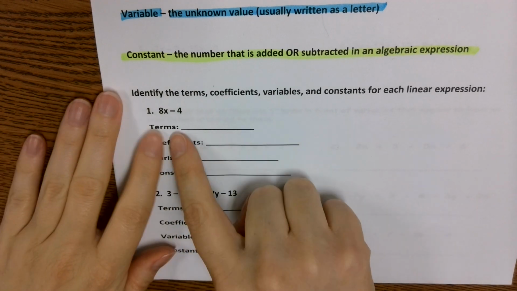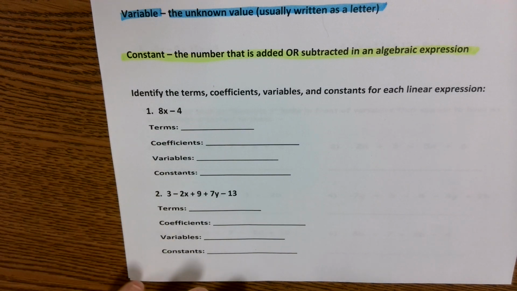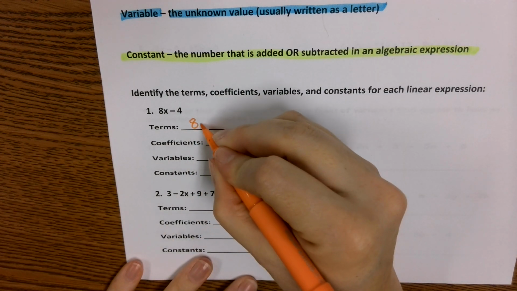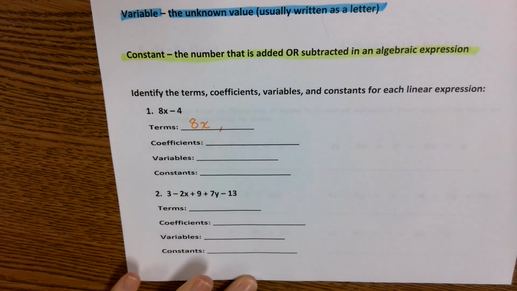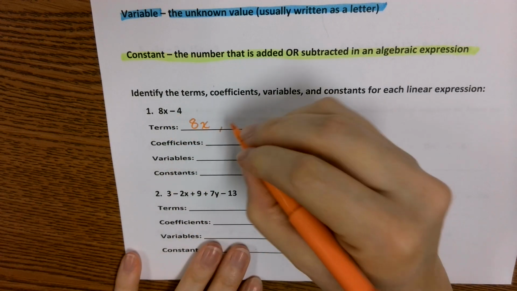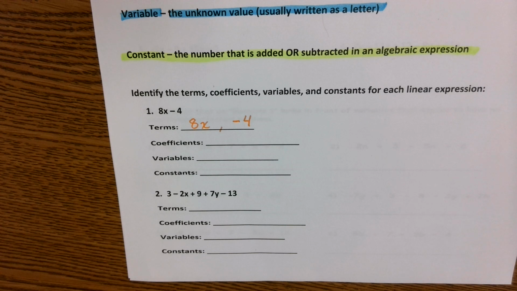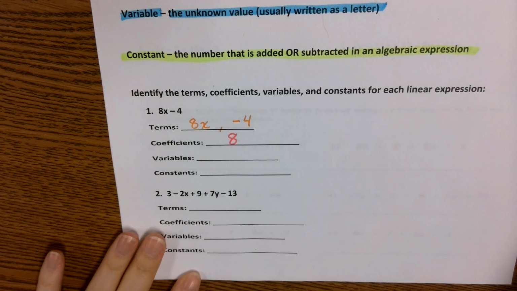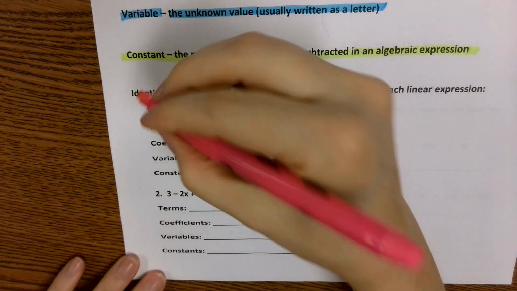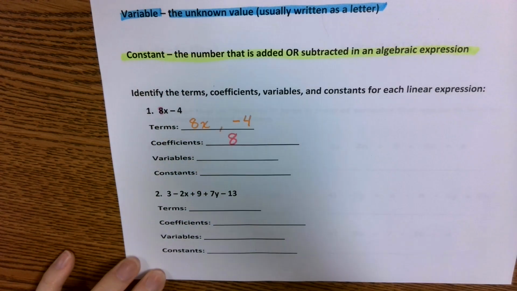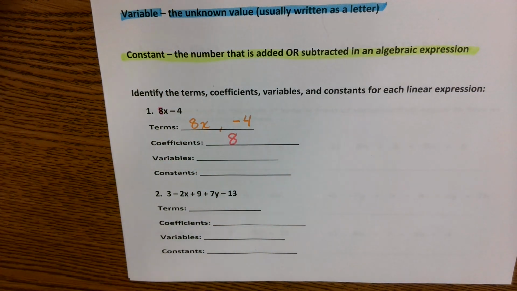Okay, so taking a look here, my terms. My first term is the 8x. My second term is a negative 4. That minus sign becomes like a negative sign. It's attached itself to the 4. Okay, coefficients. What are my coefficients, guys? 8. Just the 8. 8 is the only thing that is considered to be a coefficient. I can even highlight that 8. That's the only thing that is considered to be a coefficient.